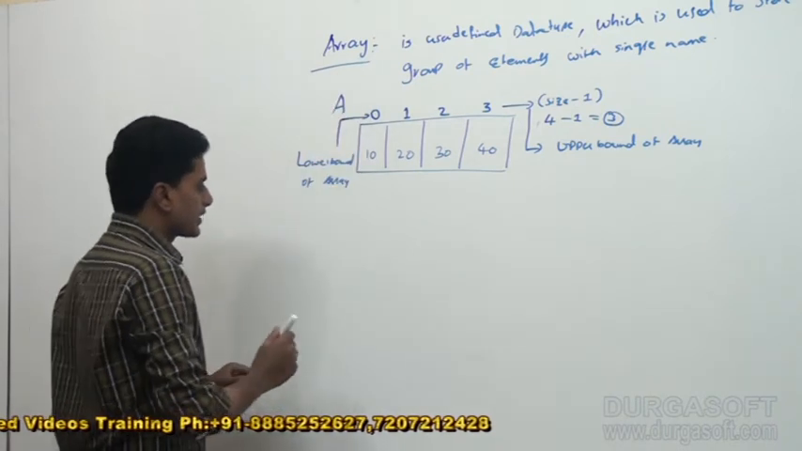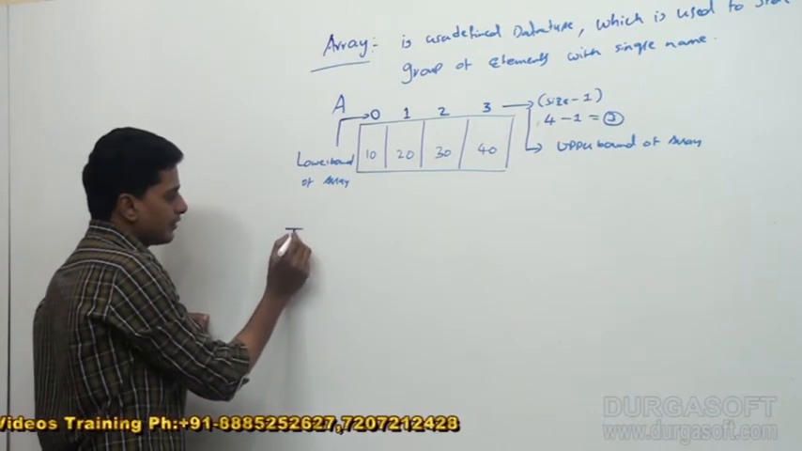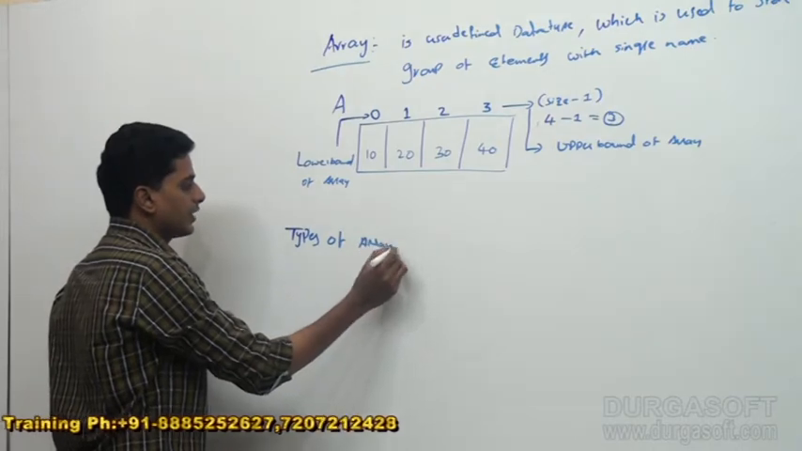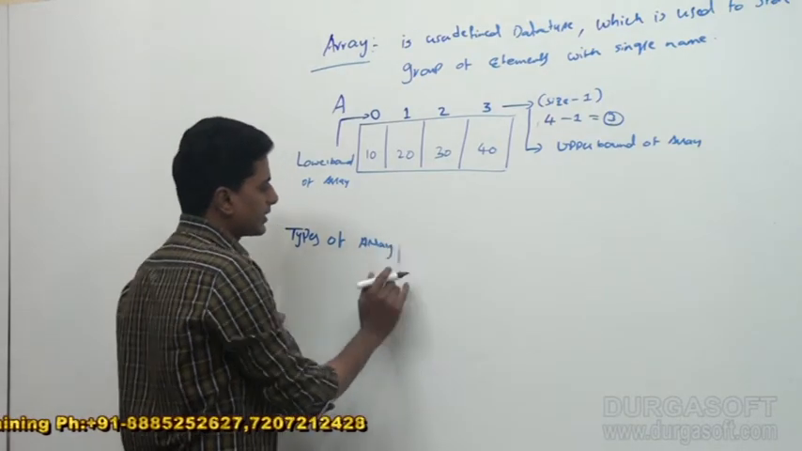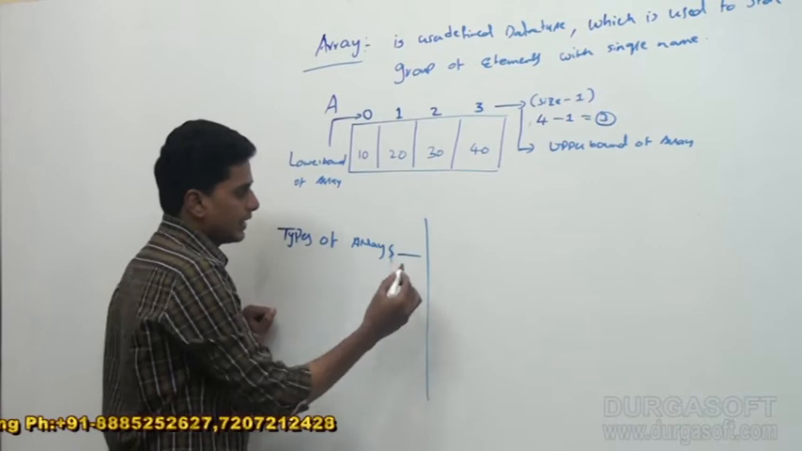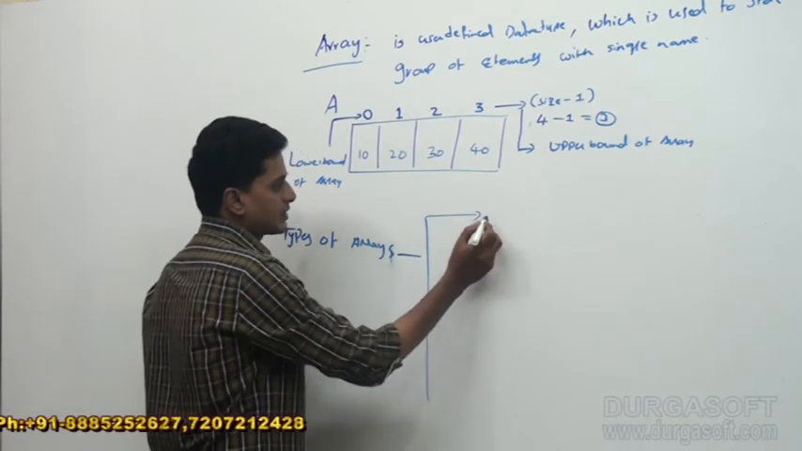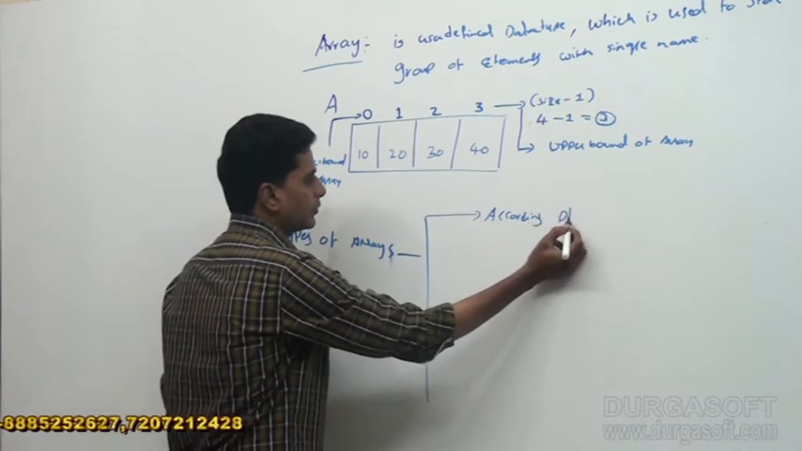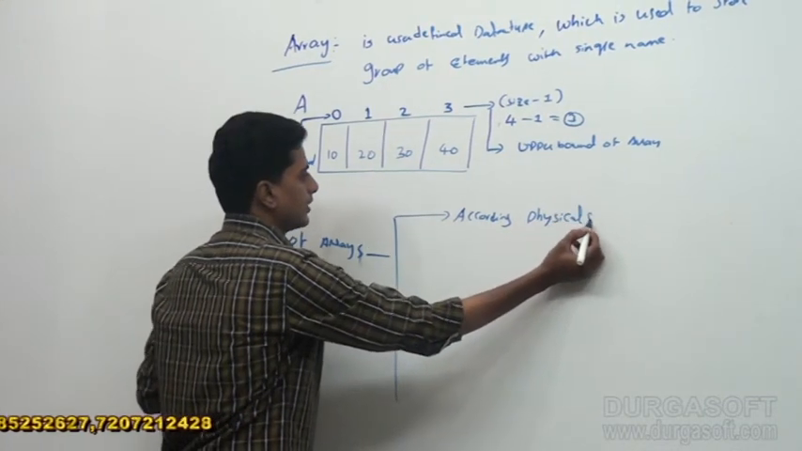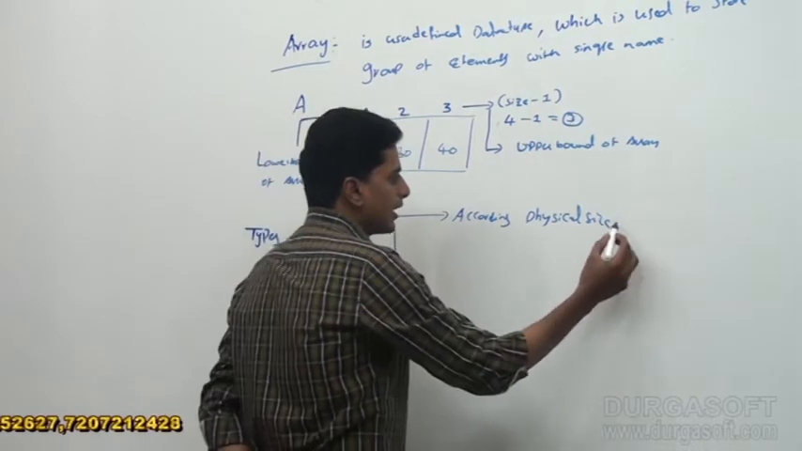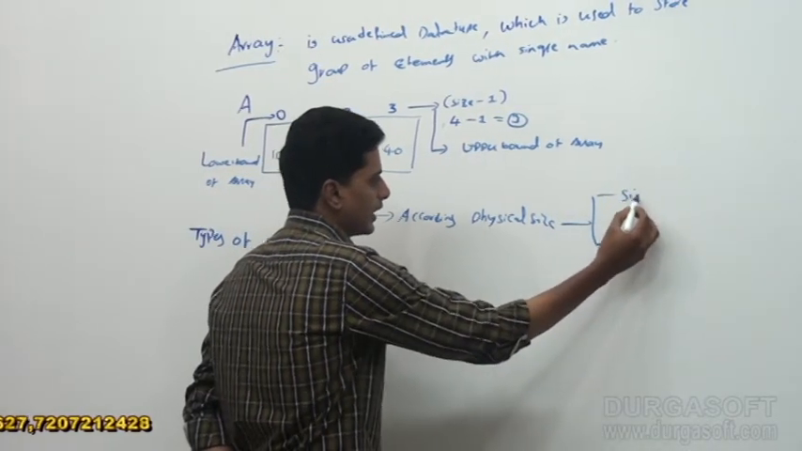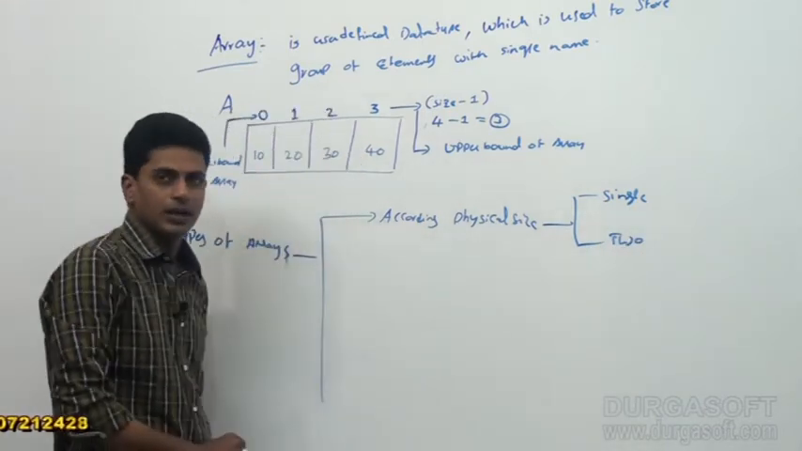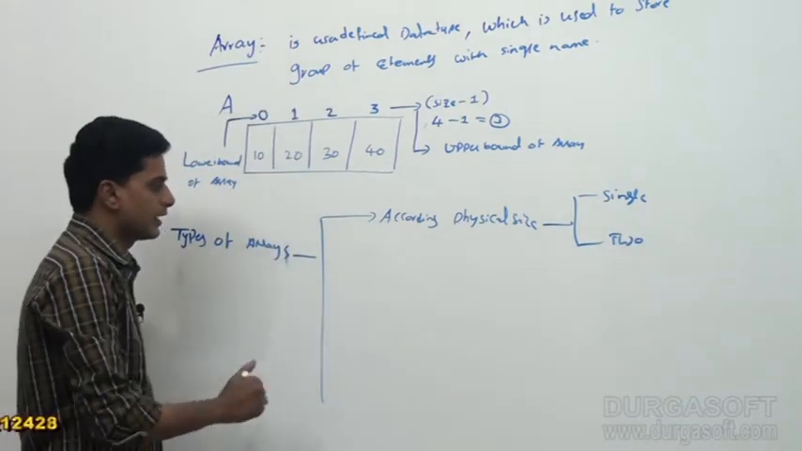Okay, right. So there are different types of arrays in C#.NET. What are the different types of arrays? Here you can see that arrays can be classified in different ways. According to physical size, arrays can be of two types: one is single dimensional array and the other is two dimensional or multi-dimensional array.